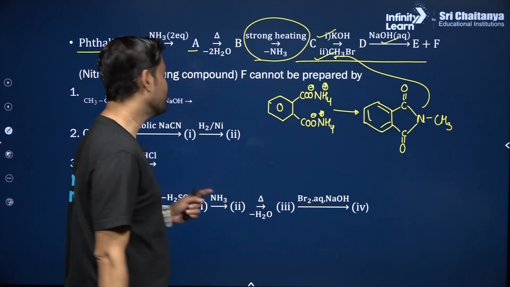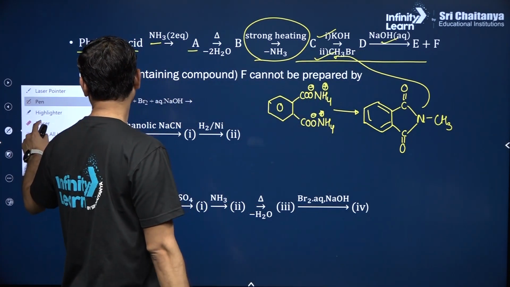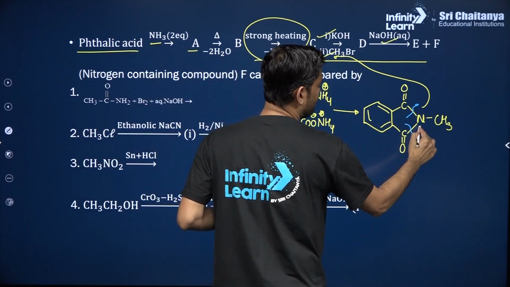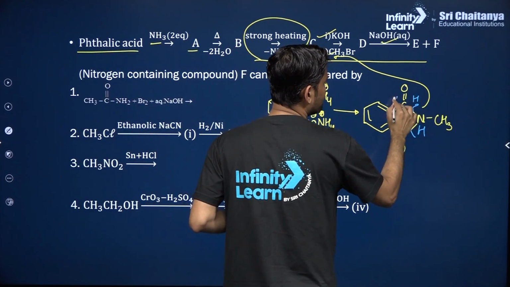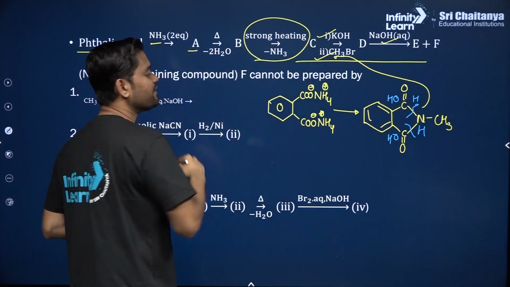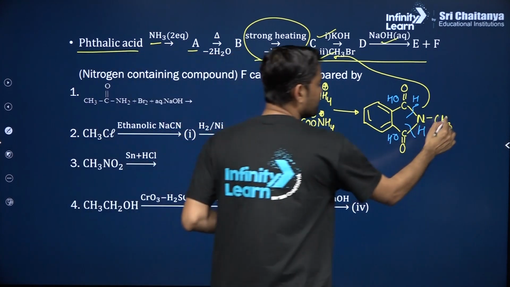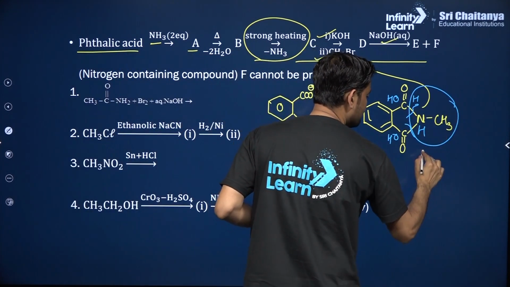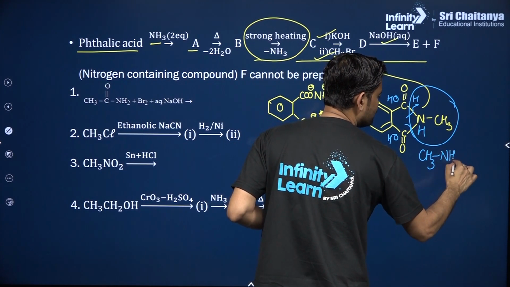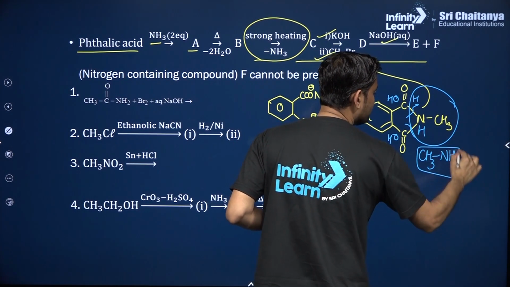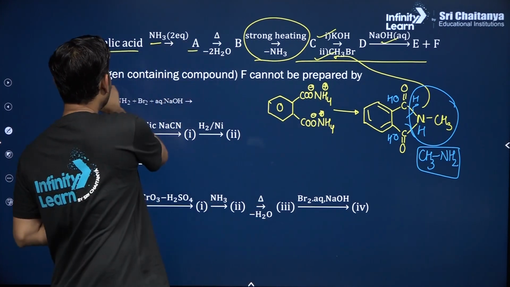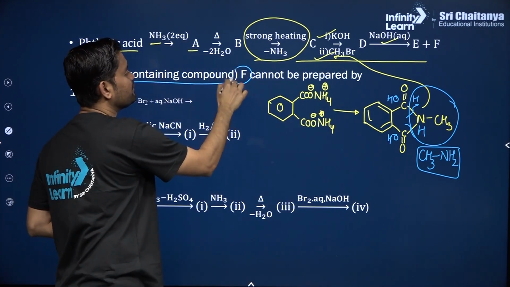And then finally what they are doing is alkaline hydrolysis. That means this bond breaks, hydrogen, hydrogen, OH and OH. So phthalic acid is again regenerated. And what has been formed over here is CH3NH2, that is methylamine. Clear? And that is what F. F is what? Nitrogen containing compound is F.